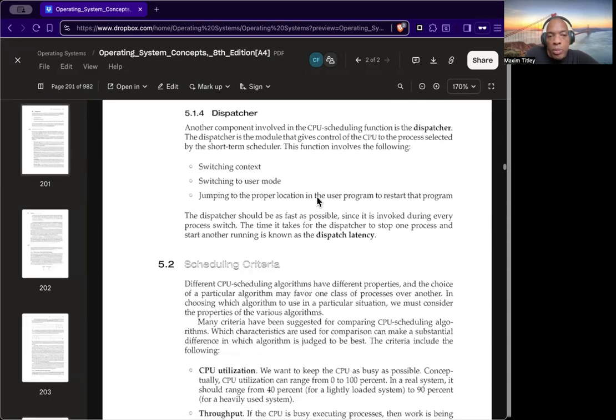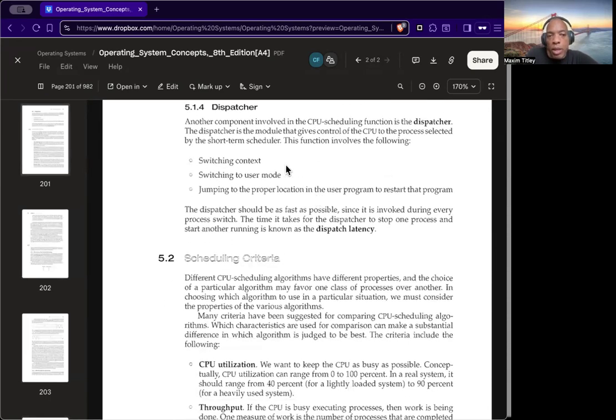Remember before we had a dispatcher? Well, we're going to talk about that again. Another component involved with the CPU scheduling function is the dispatcher. The dispatcher is the module that gives control of the CPU to the process selected by the short-term scheduler. And this function involves the following.